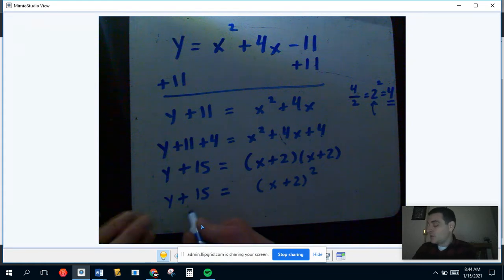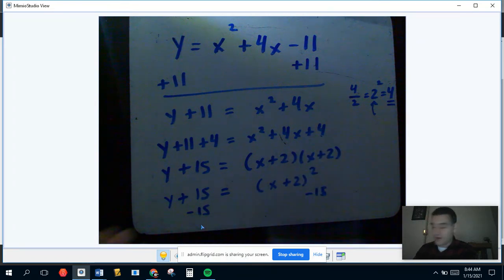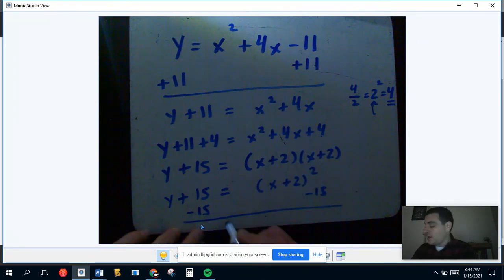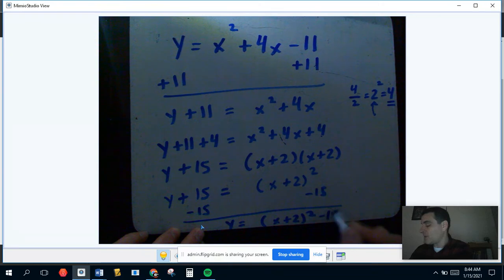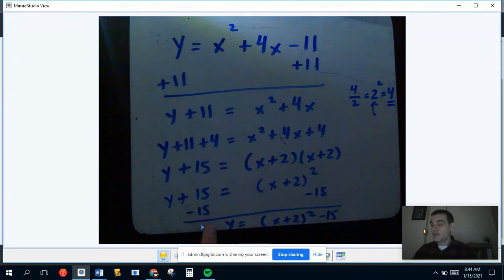Now we're just going to move the 15 back. In some places, they never move the 11. They just keep everything on the right, but it gets all jumbled if you do that. So we've now managed to get this into vertex form. And there'll be a different video on standard form and vertex form and how to graph out of those. But this is standard form. This is vertex form. And you use this complete the square process to get from one to the other.